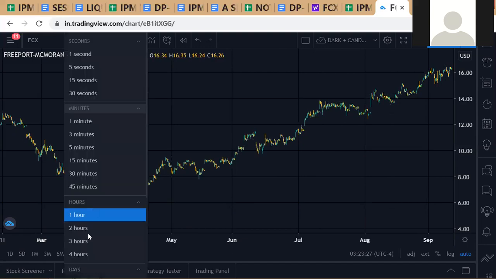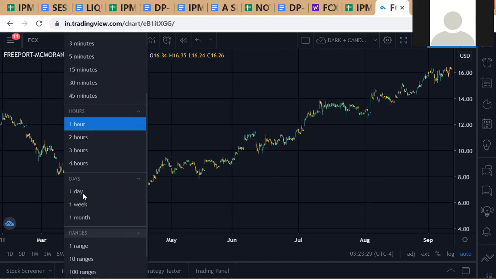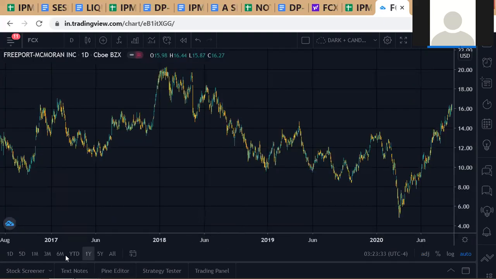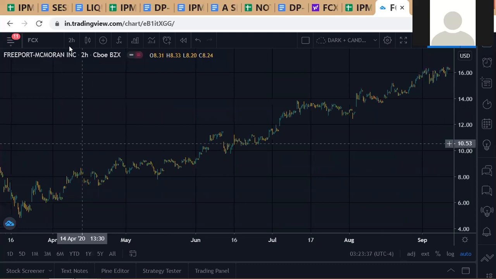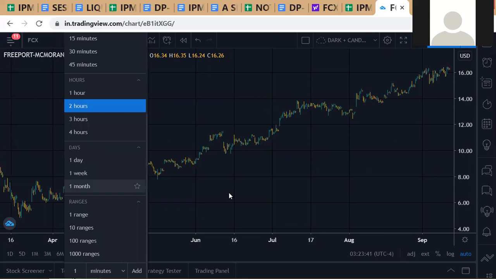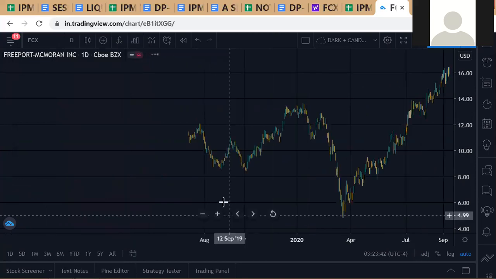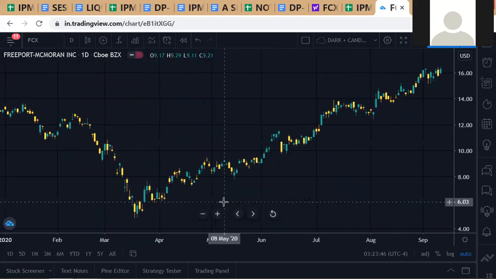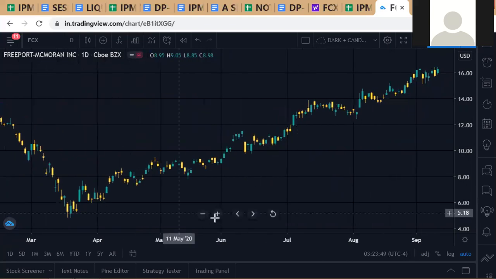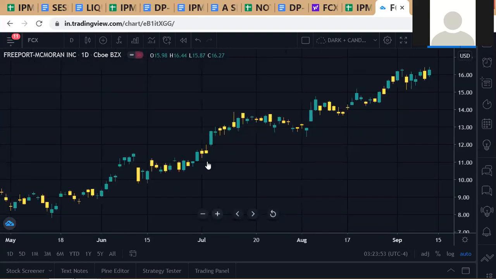Let me make this a daily chart, easier to understand, and let me make it maybe 6 months. I'll make it 6 months and a daily chart. So you can see these things. Can you see all these bars? I can even zoom in more. You can see all these bars, right? So this is actually showing you the trading range.